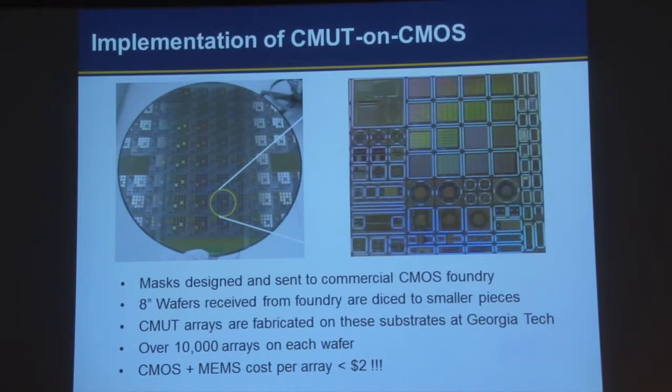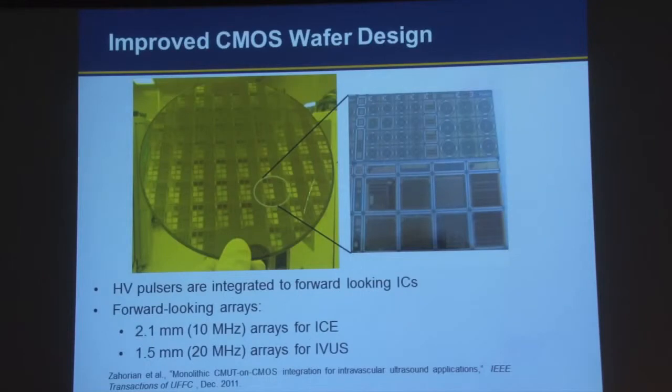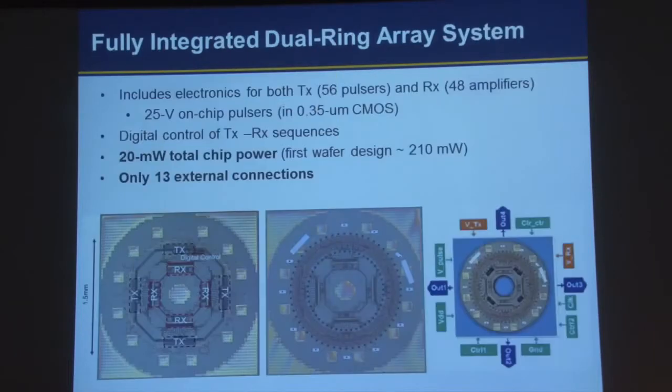So this was our first run. Then we have another run, and we actually share these dies so that the cost is lower for us to get the full wafer fabrication. And we made 10 megahertz arrays and 20 megahertz arrays, and these have high voltage pulsers and receivers, everything integrated on those small rings. So this is how they look.